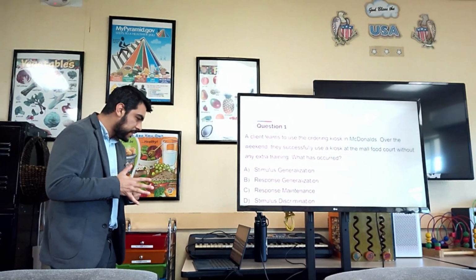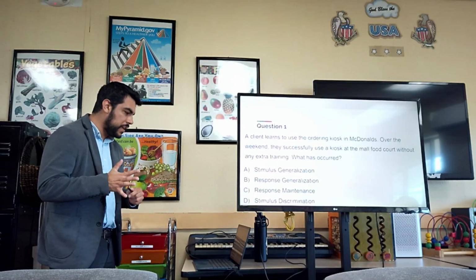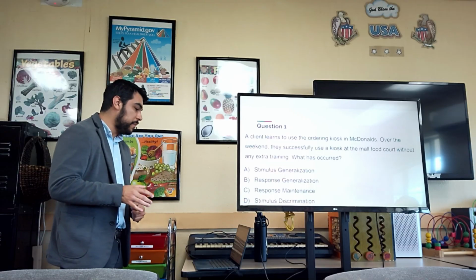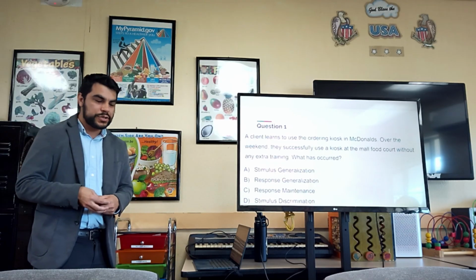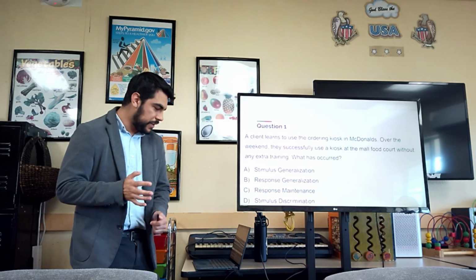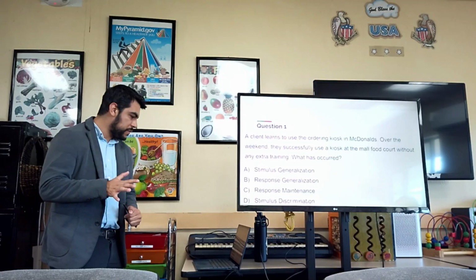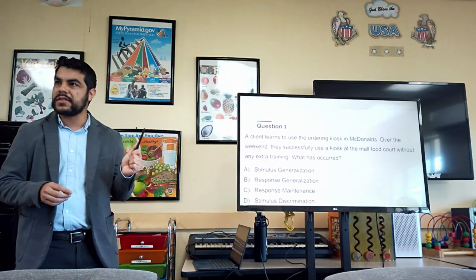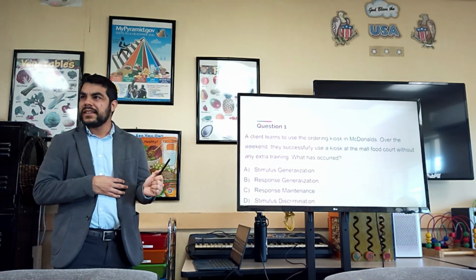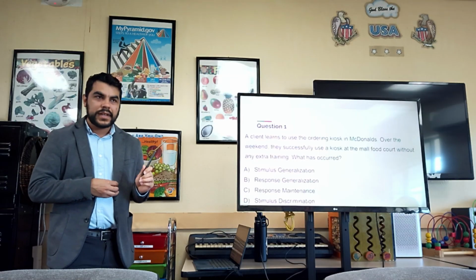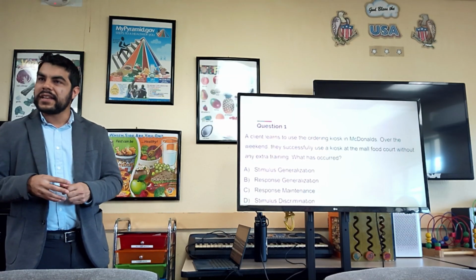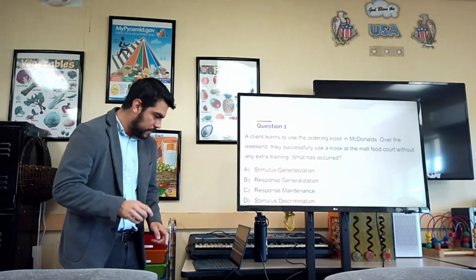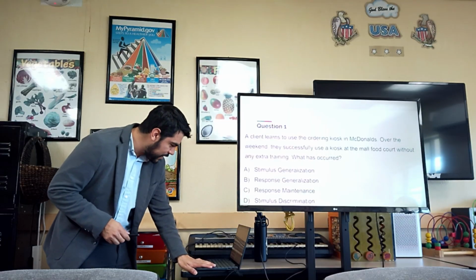Okay, so first one. A client learns to use the ordering kiosk at McDonald's. Over the weekend, they successfully used the kiosk at the mall food court without any extra training. What has occurred? So we got A. Here in A, stimulus generalization. Has anybody got any different answers besides A? Maybe B? B? Okay, it's either between A or B.